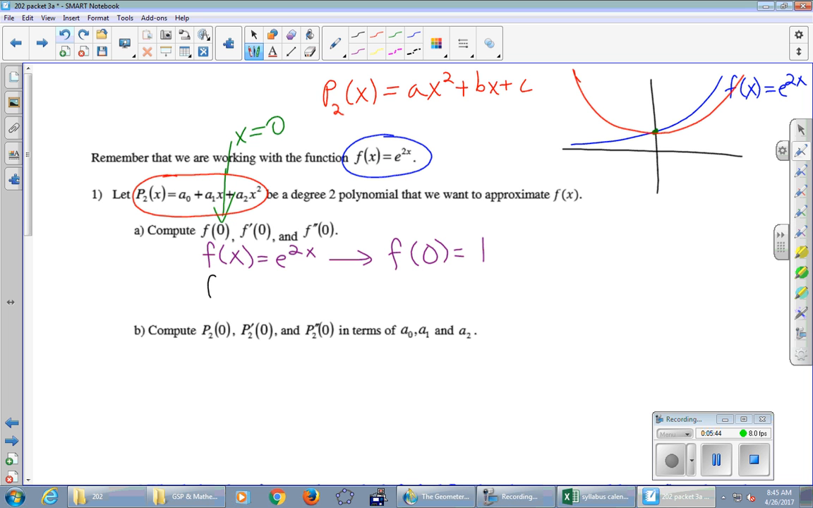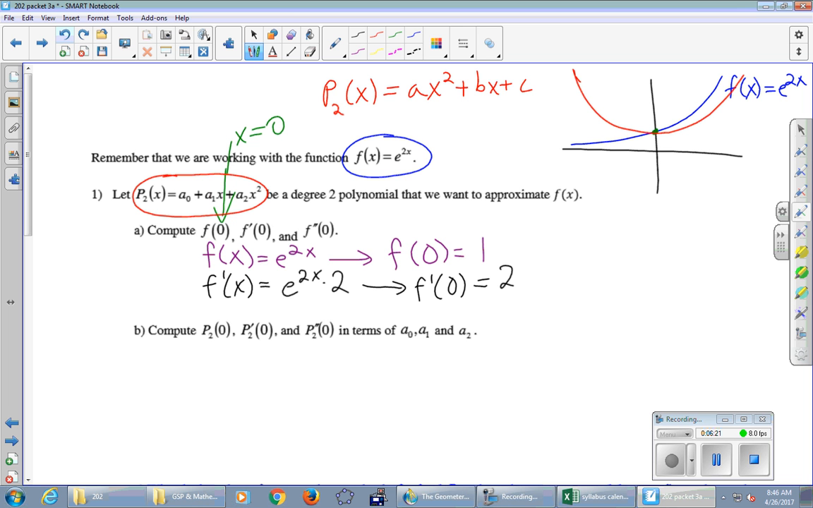And then we're going to do f prime of x. So what's the derivative of e to the 2x? Yeah, so it's e to the 2x times the derivative of the stuff, right? The chain rule says times the 2, okay? And coming over here, what is f prime of 0? Plugging 0 in for x. It's 2, right? 1 times 2.